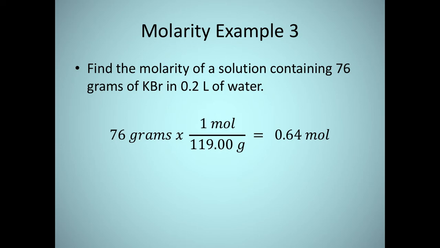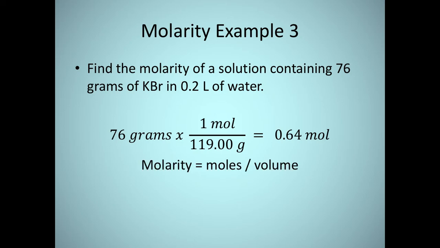So usually when you are in a lab doing this kind of stuff, you're not going to be given the moles, but you can always find the grams. You can measure that out. So we do 76 grams times our conversion of 1 mole divided by the molar mass, 119 grams. So 76 grams is equal to 0.64 moles.